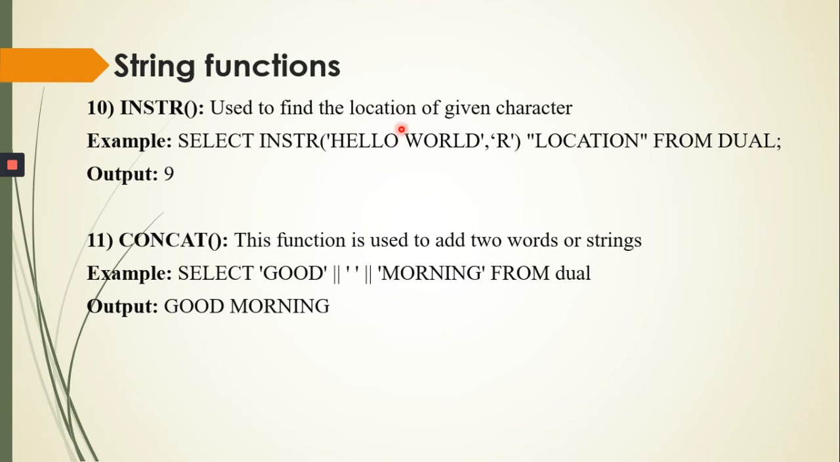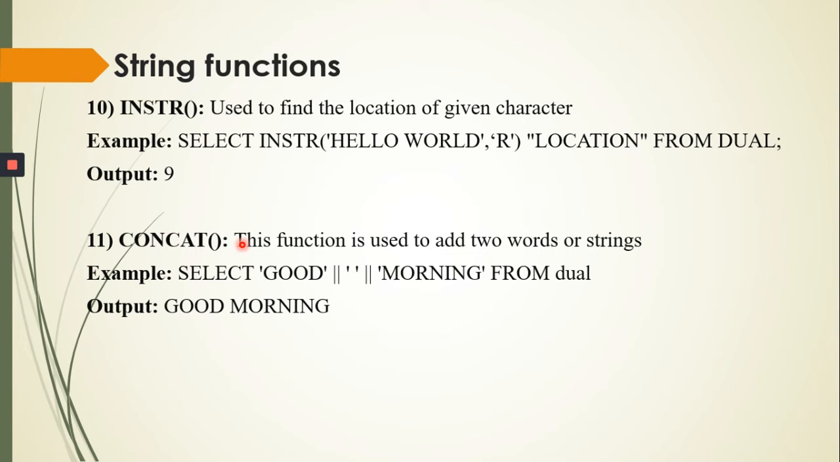It will count the space also. Here we have a space between hello and world, so the space will also be counted. See here, 1, 2, 3, 4, 5, 6, 7, 8 and 9. So for R, the output will be 9. If I write H, then the output will be 1. So a string is a collection of characters, and if we want to find the location of the given character, then the INSTR function is used.